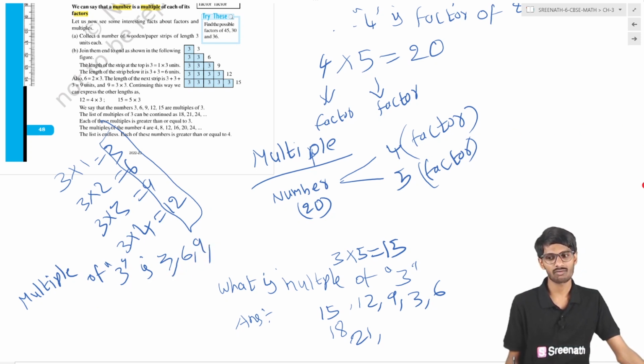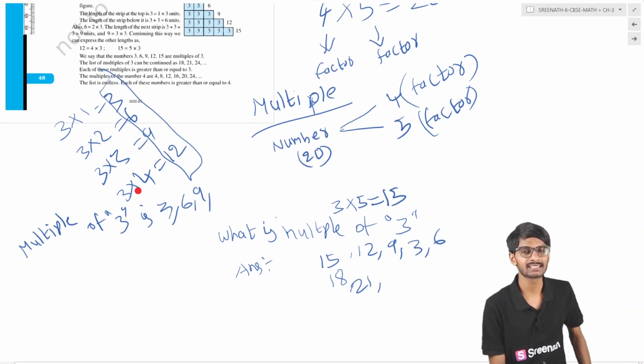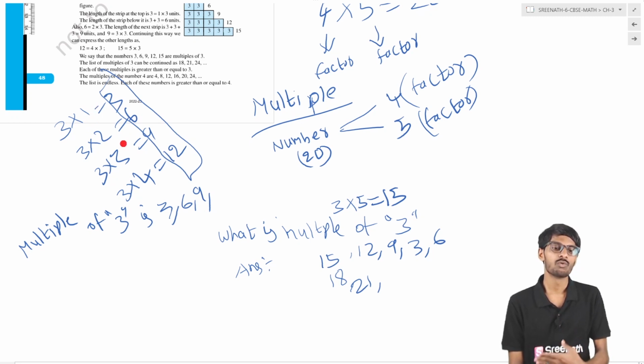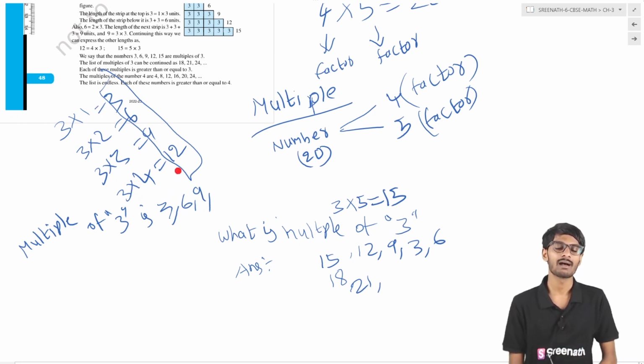So basically what do multiples mean? Simply you can write the multiplication table. 3 1s are 3, 3 2s are 6, 3 3s are 9. So all the values you get when you multiply with 1, 2, 3, 4 and so on are called the multiples.